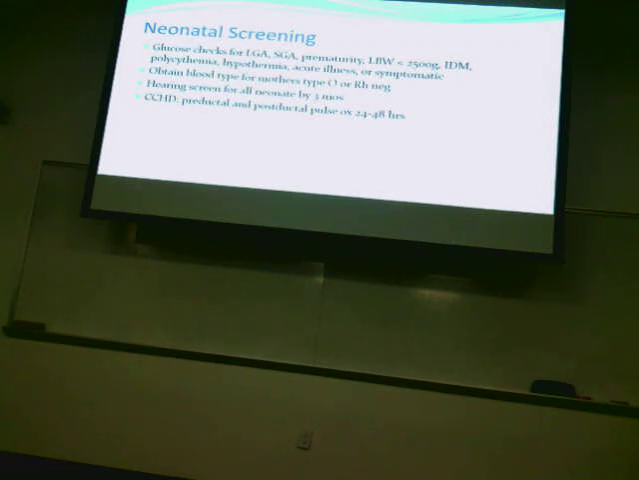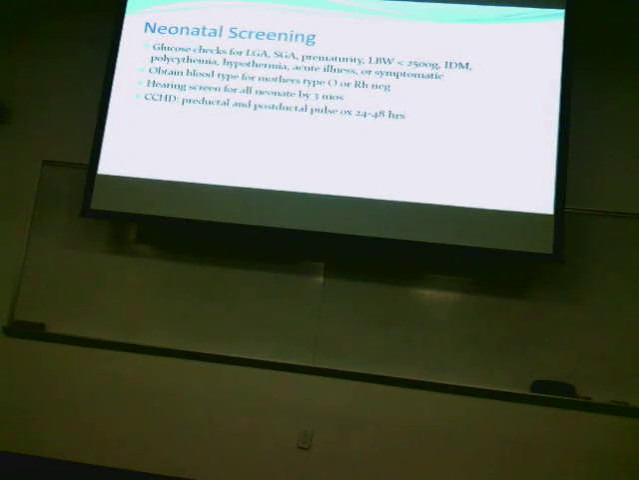So we want to get the blood type in the baby for any mothers who are blood type O or who are Rh negative, because these are the babies at risk for ABO incompatibility or Rh isoimmune hemolytic disease.